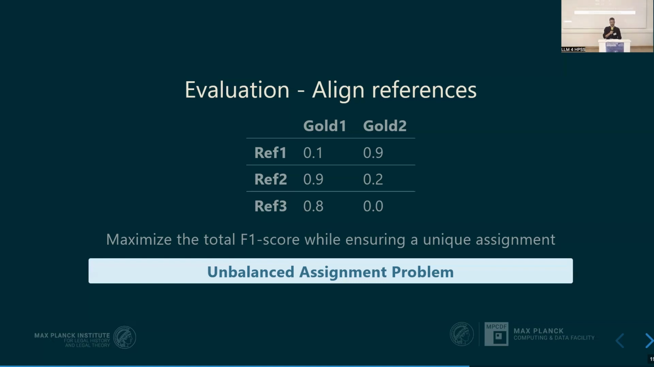And here we penalize, for example, missing references with an F1 score of 0, as well as hallucinated references.